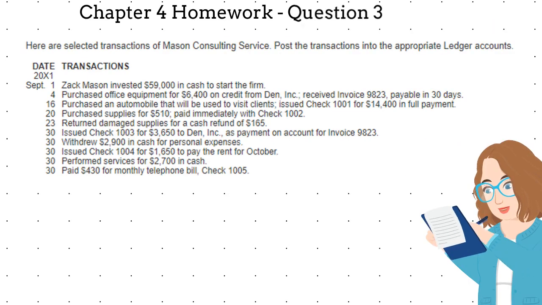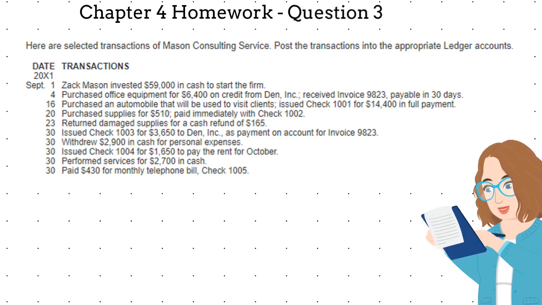For question number 3, we are posting transactions into the general ledger. The amounts are different than question number 2, but the type of transactions are the same. So, let's try transaction number 2 and post it to the general ledger. The business purchased office equipment, which means a debit to the account equipment. The business bought the equipment on credit, which means our accounts payable increased. That means we have to credit accounts payable.